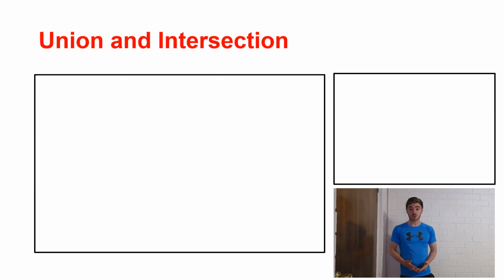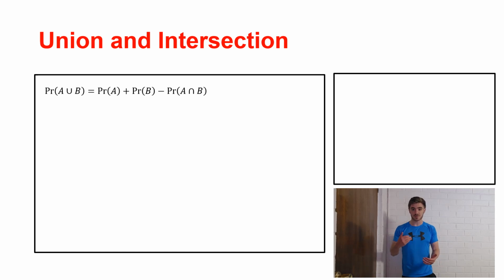There are a few things worth mentioning before we get into the examples. And the first thing I want to mention is that there is actually an equation for calculating the union. You can find the union of any two events as long as you add the probability of the first event to the probability of the second event. And then at the end, you're going to subtract the intersection of both of those events.